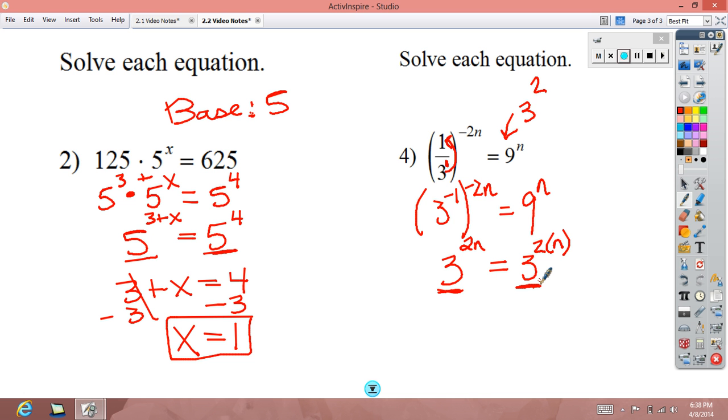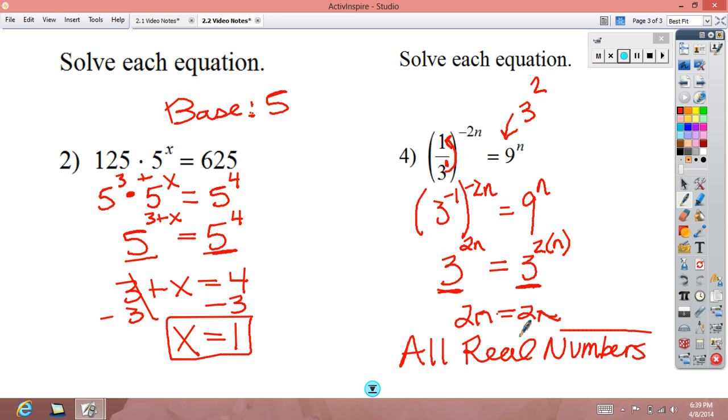Oh, hopefully you notice that these exponents are the same, aren't they? Base is the same and exponents the same. 2n equals 2n. Well, isn't that always true? No matter what I plug in here for n, these two values are going to be equal to each other. And so because of that, I can plug in anything in here, and my answer here is all real numbers. Again, if that didn't work out, if there was no possible solution, then it's no solution. But here I can plug anything in, and so it's all real numbers.